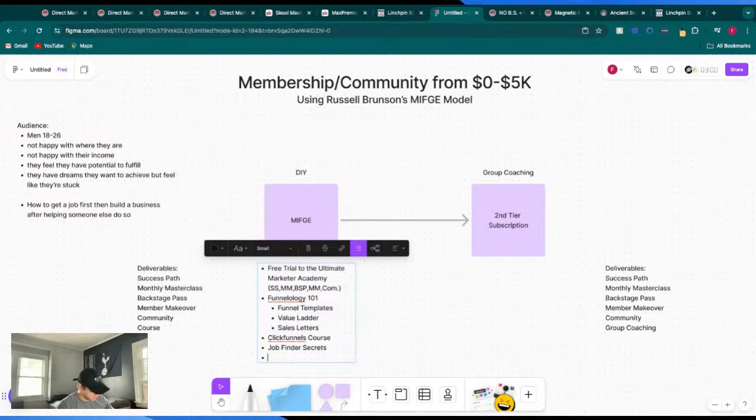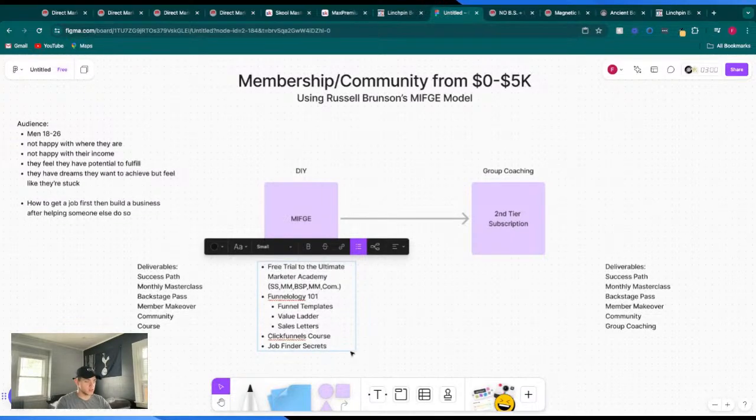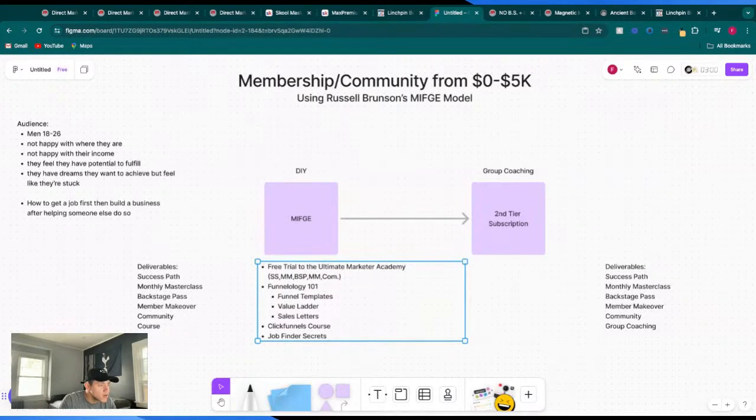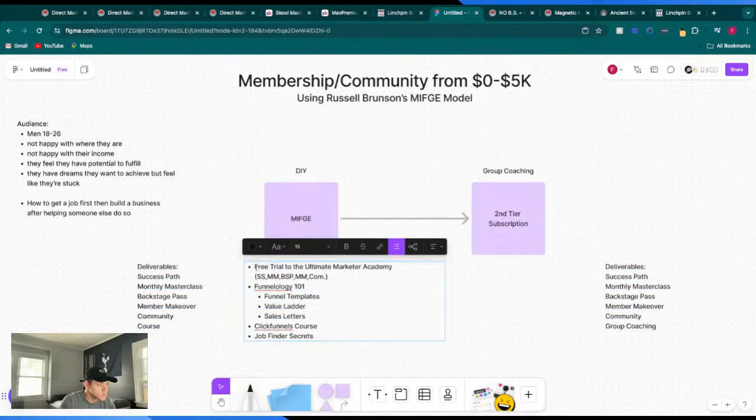So we've got, and then, okay, just crossing out stuff on the board, because I wrote on the whiteboard this kind of rough draft of this. So can I extend this? Perfect. Okay. So let's kind of make this look like an offer stack. So we already know this is included there. So free trial to the Ultimate Marketer Academy. Let's say that's $17 a month.